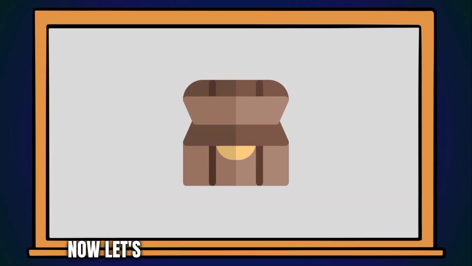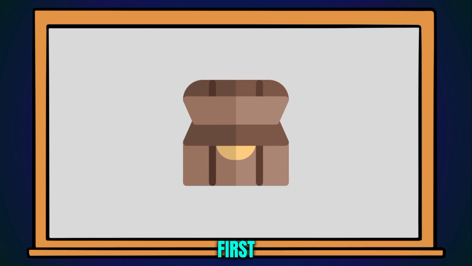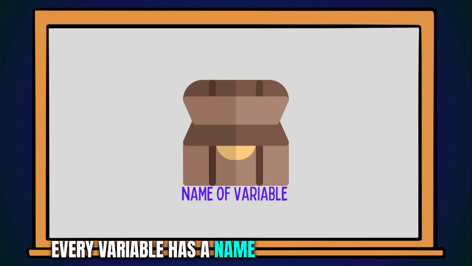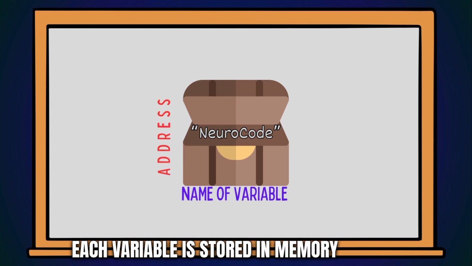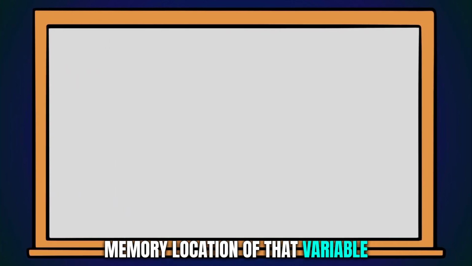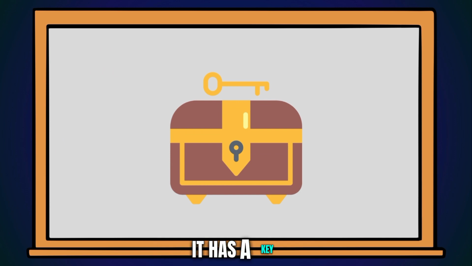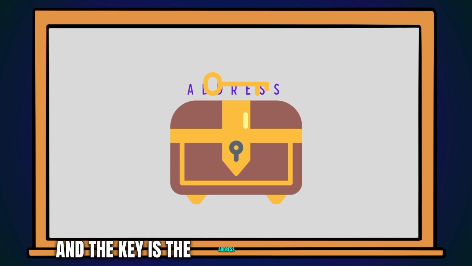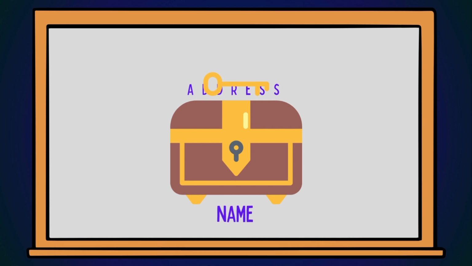Now, let's look at the structure of a variable. First, every variable has a name and it has some data in it. Each variable is stored in memory, and the variable can only be accessed if we know the memory location of that variable. Think of it like a chest. It has a key, and the key is the address of memory in which our data is written.